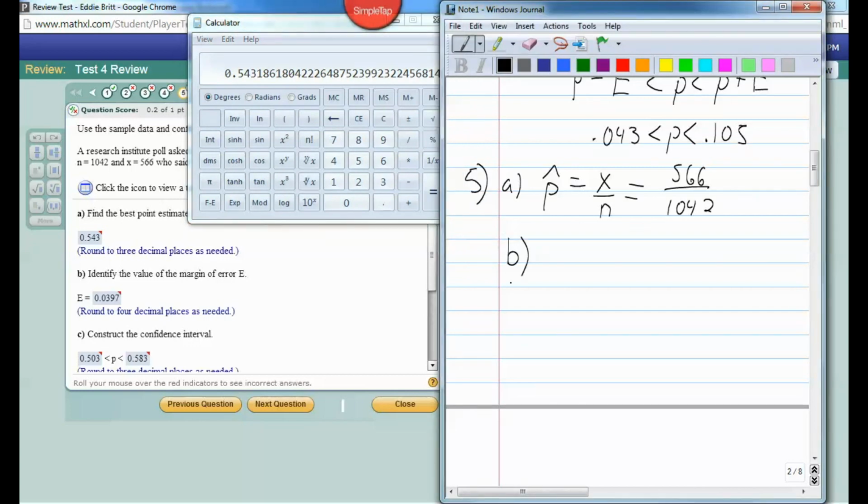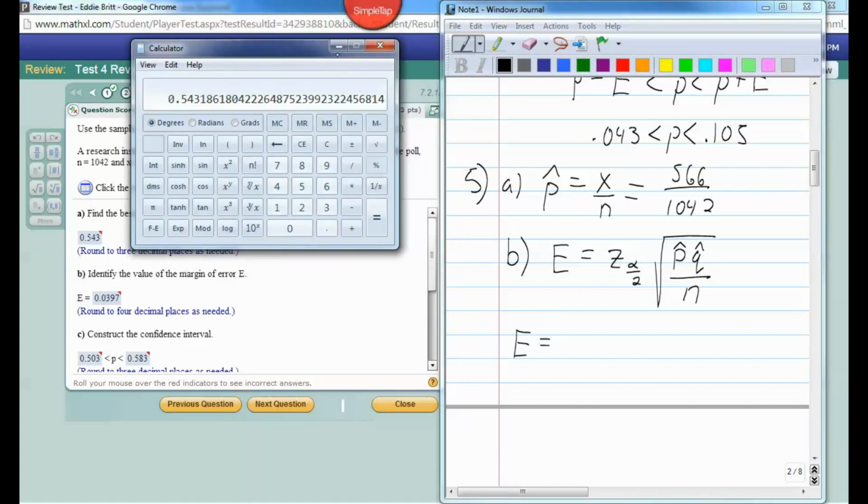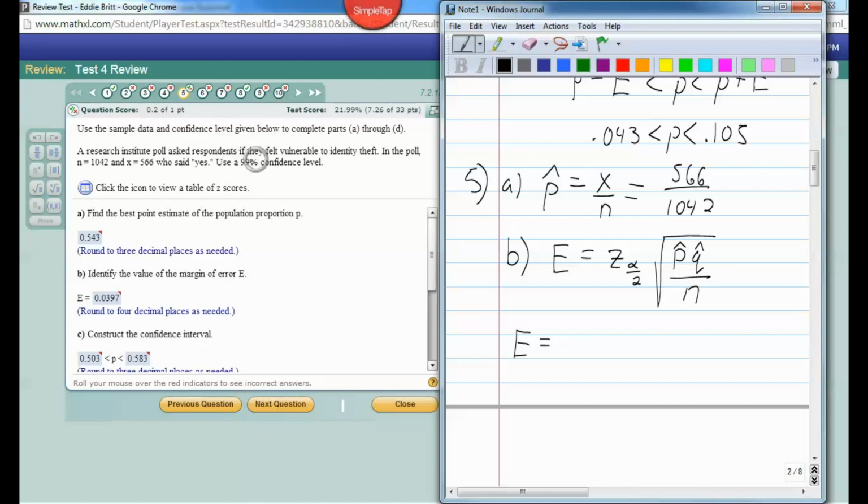Part B. Identify the value of the margin of error. Remember the formula for margin of error for a proportion: margin of error is equal to z sub alpha over 2 times the square root of p hat times q hat divided by n. We need to know the critical z-score. The confidence was a 99% confidence level. That's a common confidence level. The 3 most commonly used are 90%, 95%, and 99%.